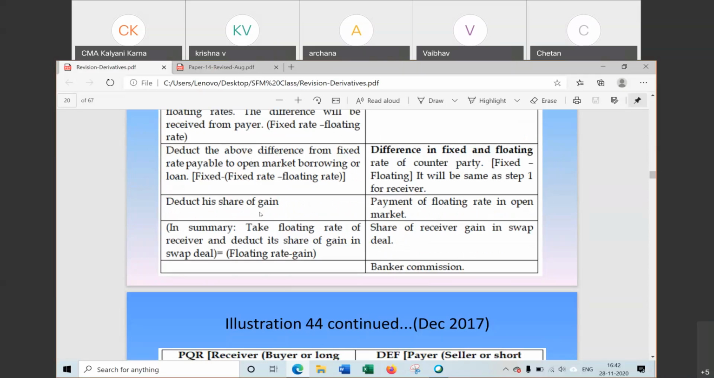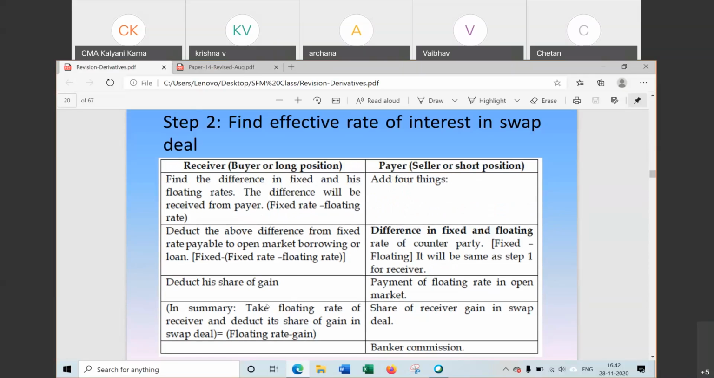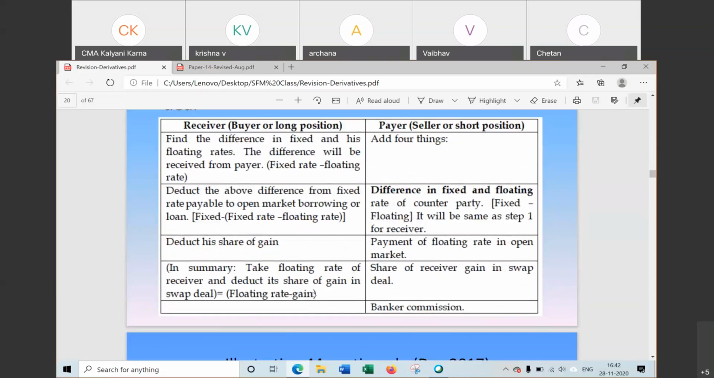Now deduct his share of gain. In short, we can say floating minus gain. That will be the effective rate for the buyer: floating rate minus gain.